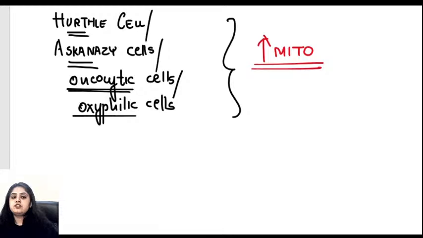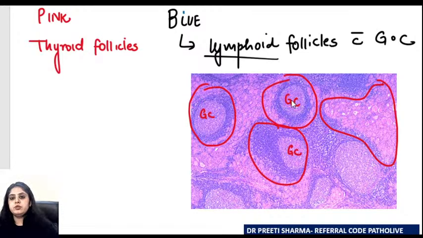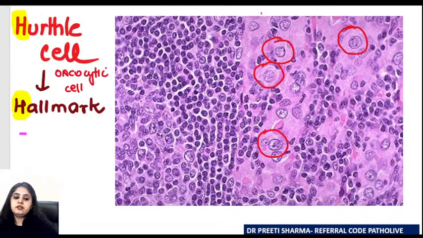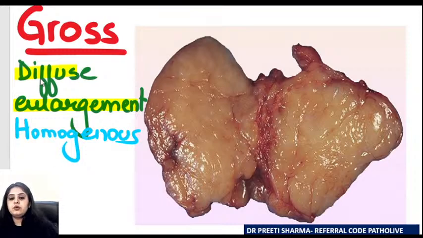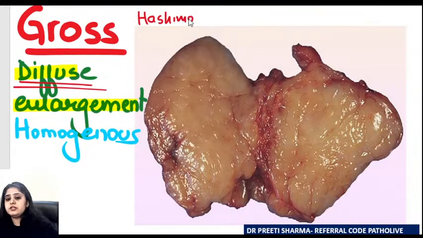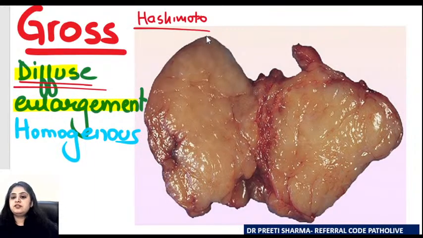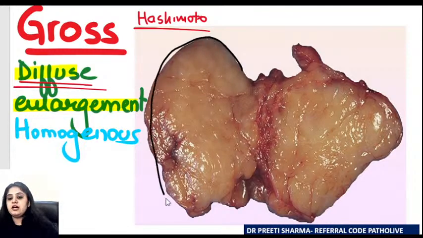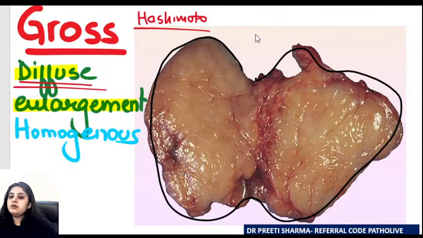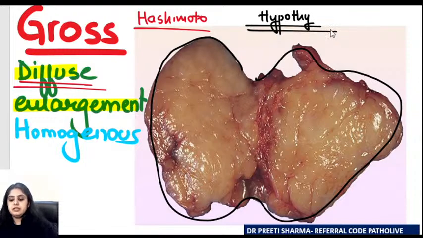Now that you've studied this, so Hashimoto's is what? Hashimoto's is a lot of blue, which is lymphoid, a lot of pink, which is thyroid, and also a hallmark cell, which is the Hurdle cell. What about the gross? The gross is always famous for a diffuse enlargement. Remember Hashimoto presenting as a solitary nodule? Very, very, very rare situation. It does not come as a solitary nodule. It comes as a diffuse enlargement of the thyroid gland. Clinically, how does the patient come? Patient comes with features of hypothyroidism. Having said that, done with this, and let's move ahead with the next question.